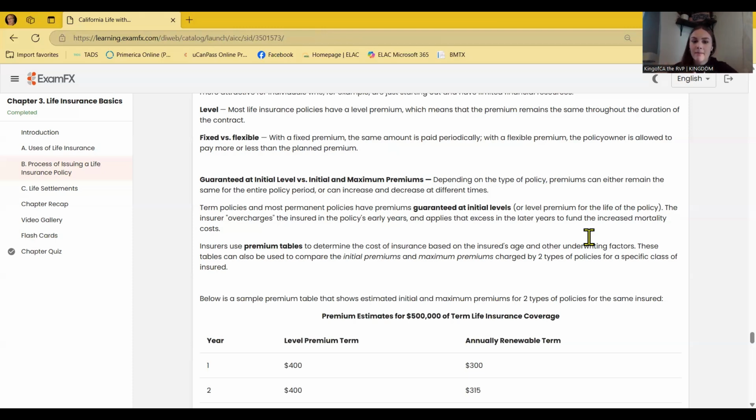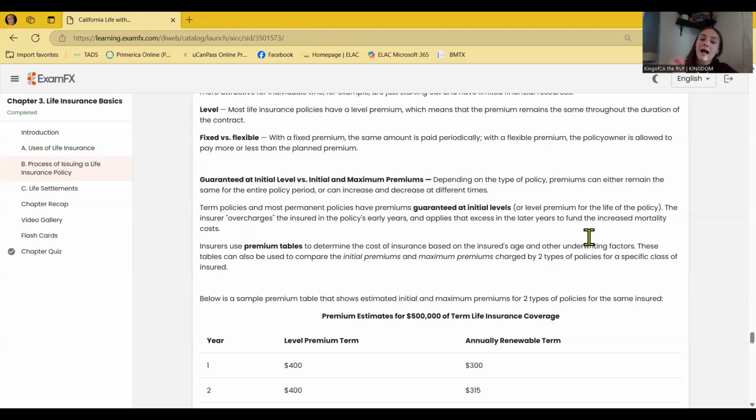With a fixed premium, the same amount is paid, but periodically. Okay, like you could pay that amount and then decide, you know what, next month I can't do it. And then you can kind of do that, right? But it's always the same fixed amount. It can change in frequency, right? You can pay it here, you can pay it there, but it's always going to be fixed.